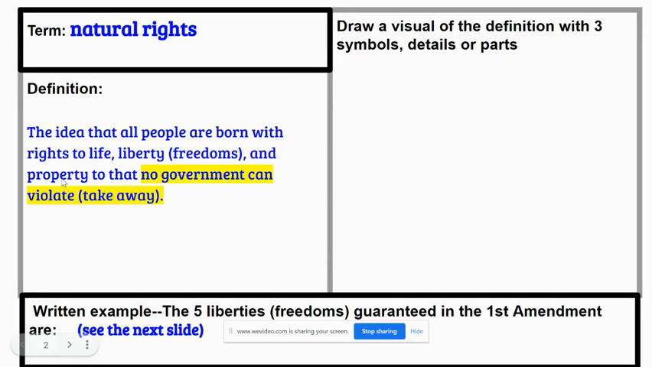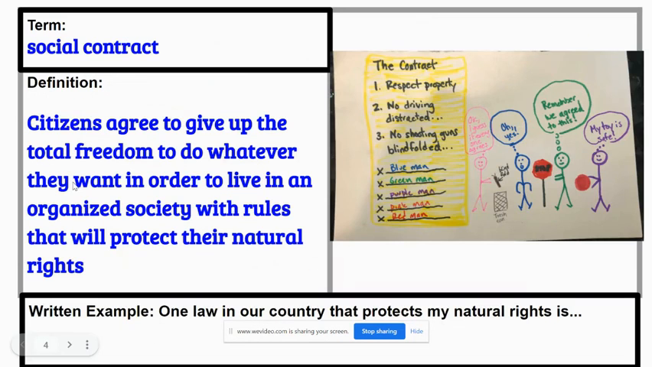Or what's a rule that guarantees that your right to property is safe? How do you know that your home is not going to get broken into at night? What is a law that we have in our society that protects your natural right to property? So come up with any example. Pretty much any law that's out there is about trying to protect your natural rights. Just give me an example of one. That's it for social contract.